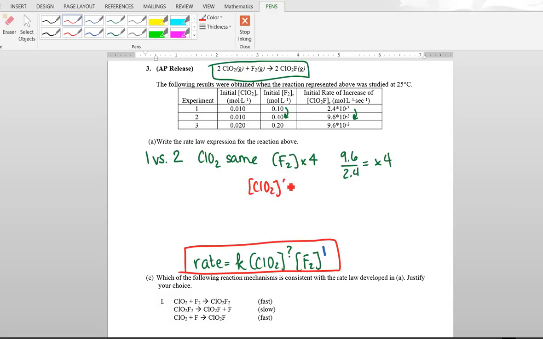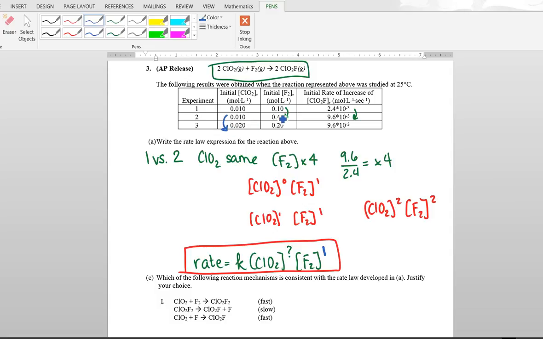ClO2 could be 0th order, in which case the math would look like this. It could be first order, or it could be second order. I ran out of room, so I'm going to do this over here. So let's pick the two experiments in which our concentration of ClO2 is changing. So let's compare experiments 2 and 3.